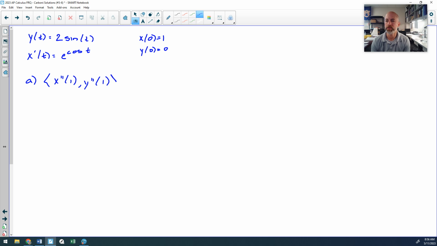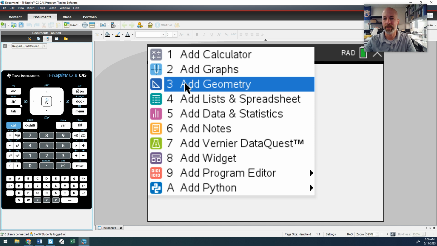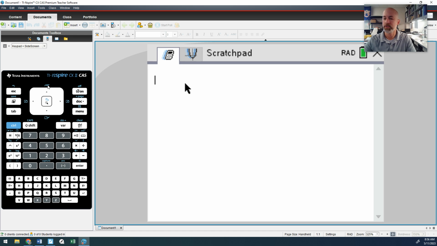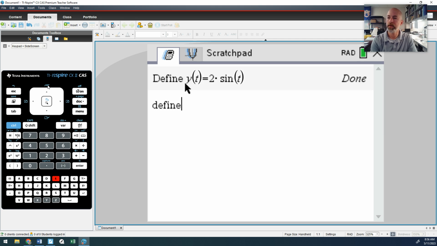And I think I will just go on and use my calculator commands for this one. And so I need to, do I want to store those? You know what? I am. I said I'm not going to define those, but I think I will. So I'm going to define y of t to be the function 2 sine t. So there's my y define.